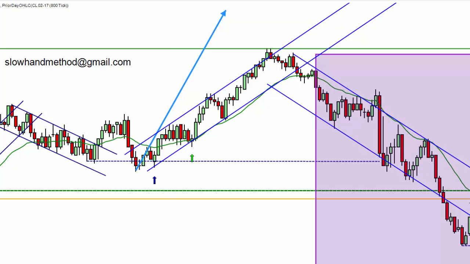If you would have closed that out, once it hit this first target, it got a second target, and then a bit of a runner. So this was a good trade. Now, you could have gotten in on this one as well. I don't know if I would have, you have this overlap.